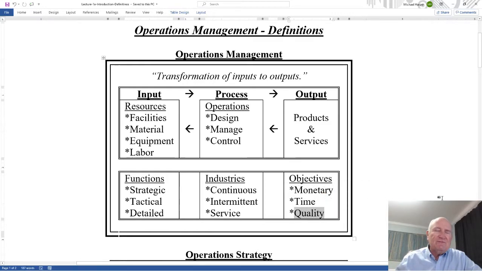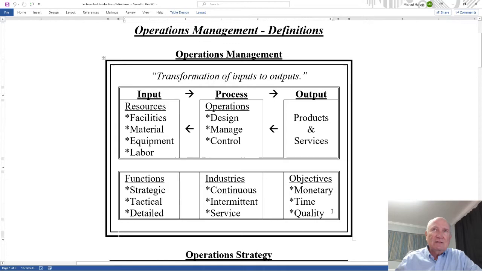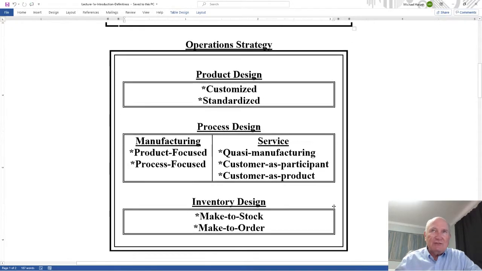Quality is, define what quality is, and sometimes that's tricky, and we'll talk about that in another lecture. But then once you've defined it, then you want to optimize it. And quality can be a different definition for different industries and even different companies within the same industry. Now, this is a basic introduction overview to definitions in operations management. Let's go a little deeper. Let's look at operation strategy.